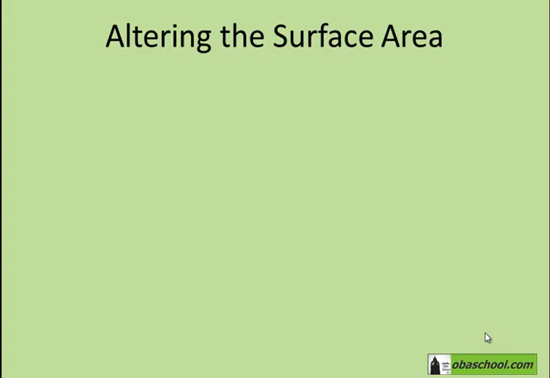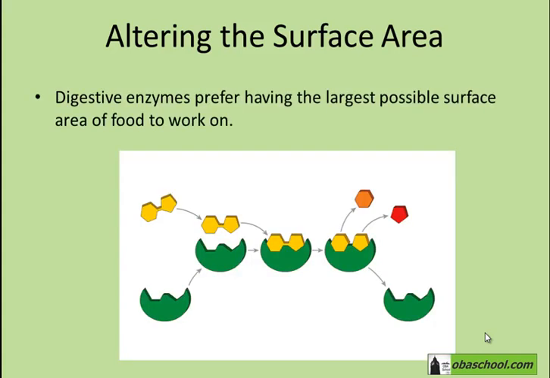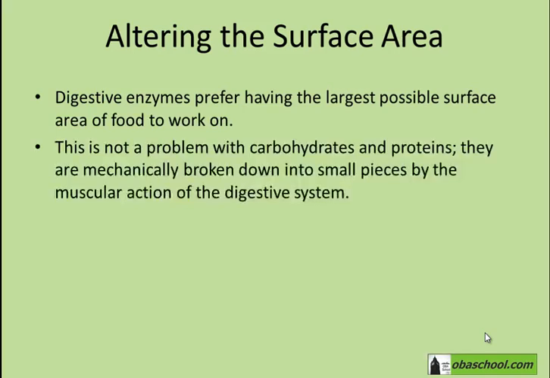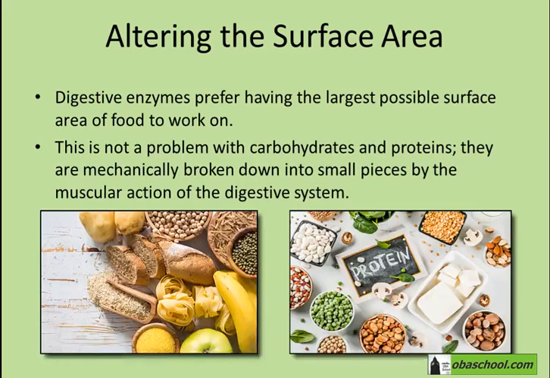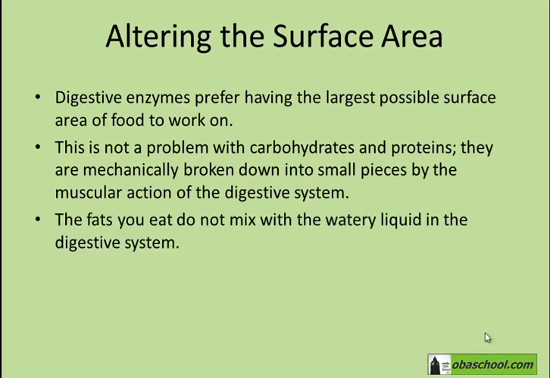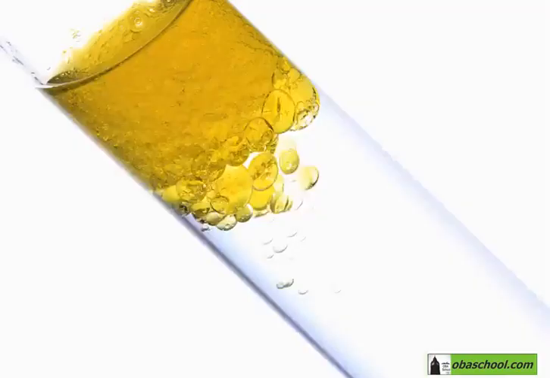There's another advantage to bile actually, and we will talk about this right now. Digestive enzymes prefer having the largest possible surface area of food to work on. This is not a problem with carbohydrates and proteins because they are mechanically broken down into smaller pieces by the muscular action of the digestive system. They are cut.